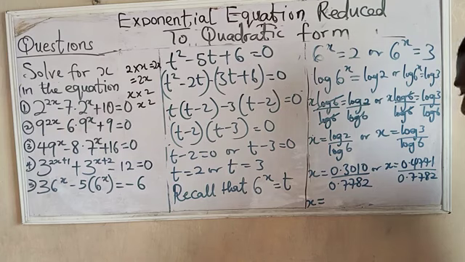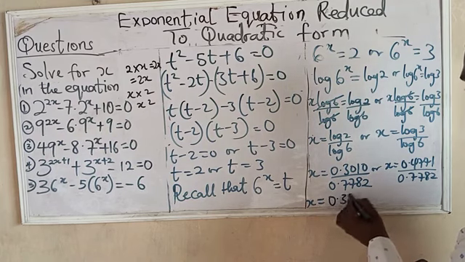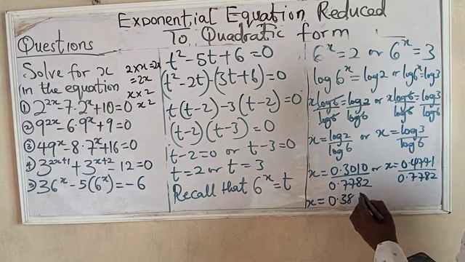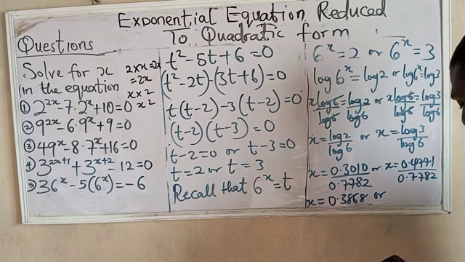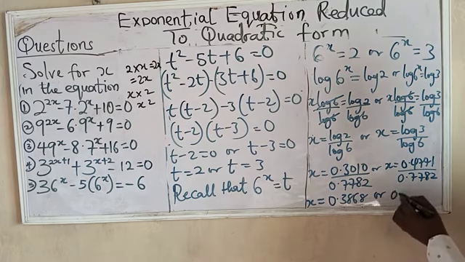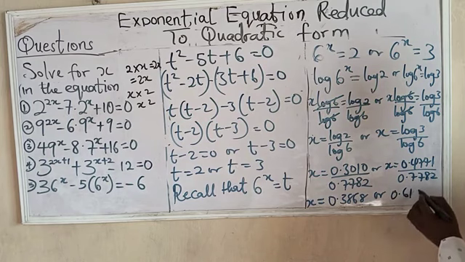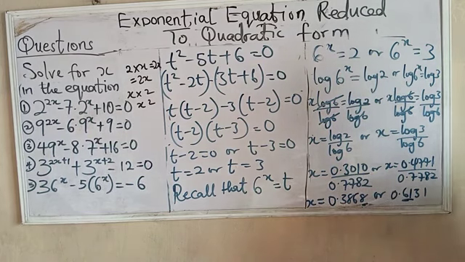So x at the end of the day, let's check this out, 0.3010 divided by 0.7782. So I have 0.3868, or let's check the other one, 0.4771 divided by 0.7782. Then I have 0.6131, and that is our answer.